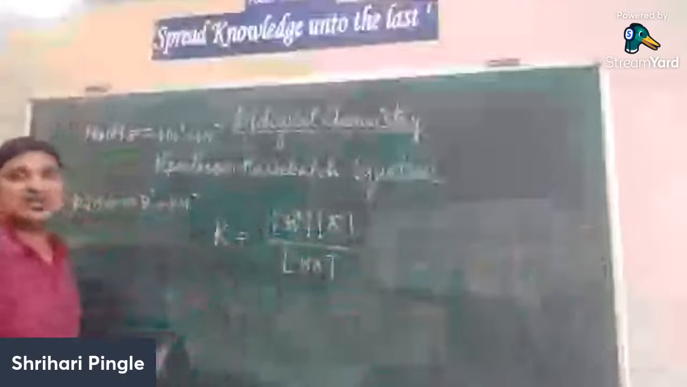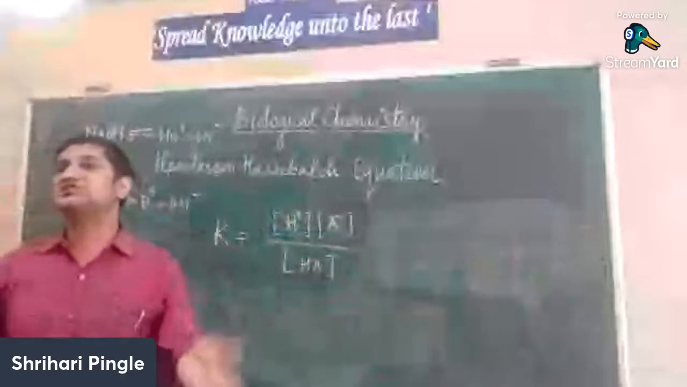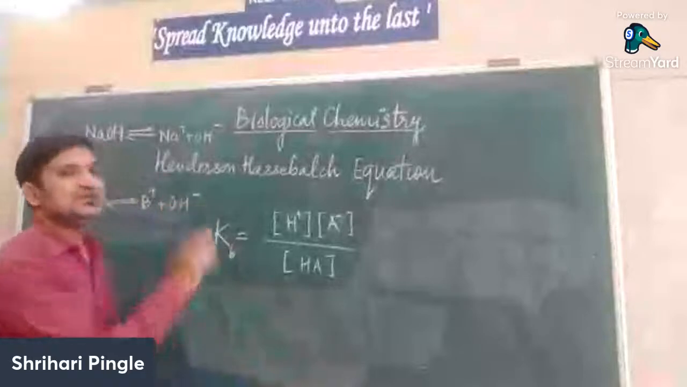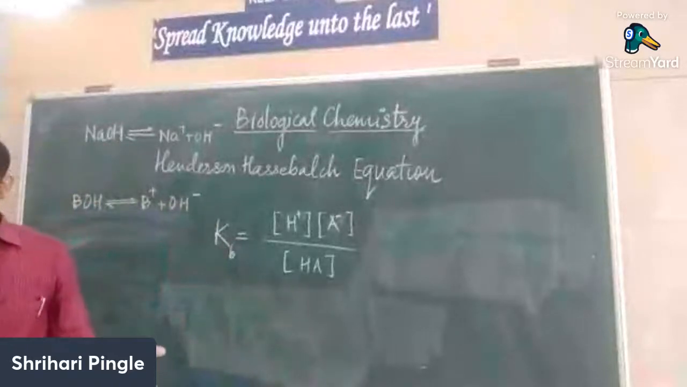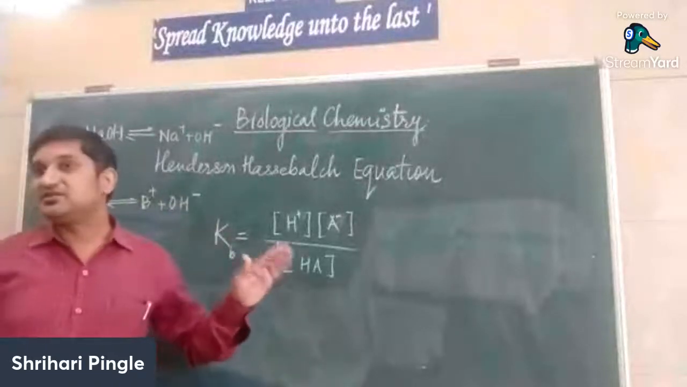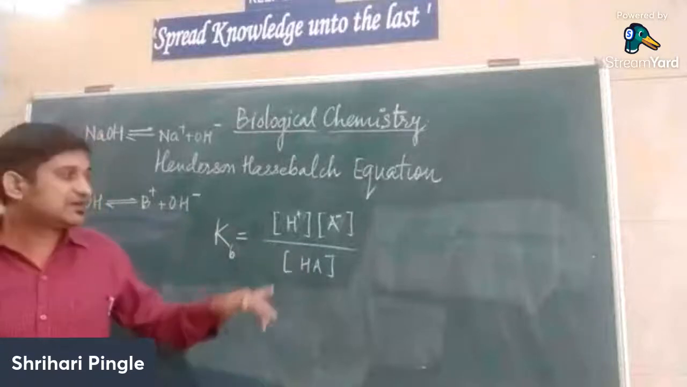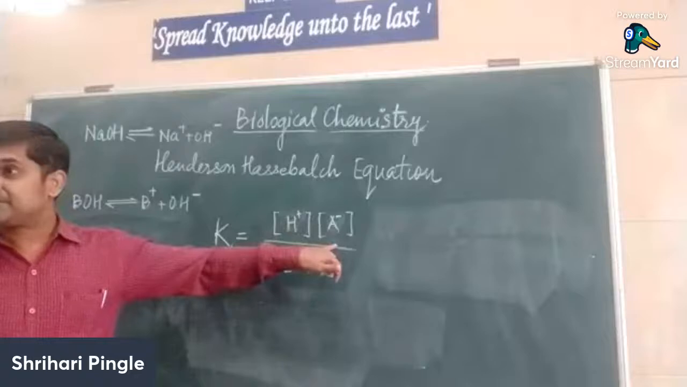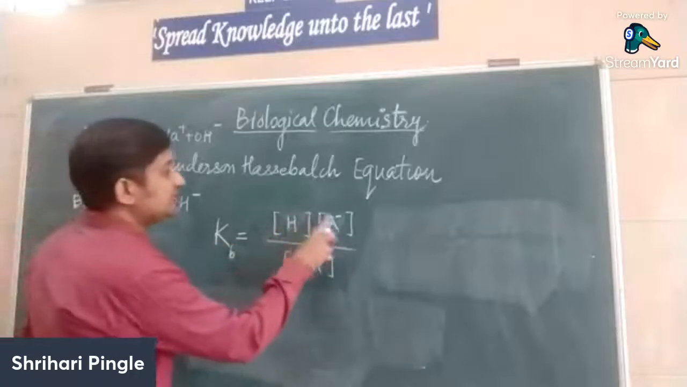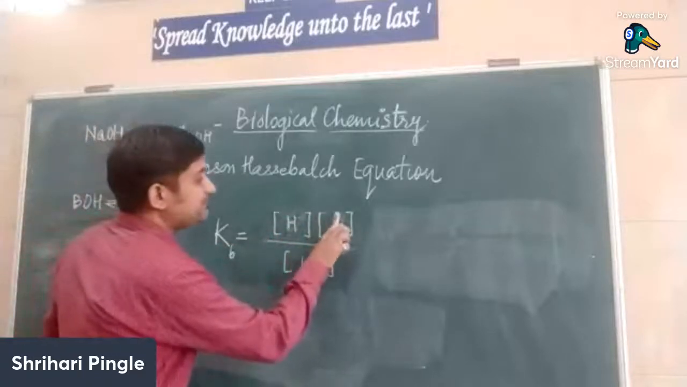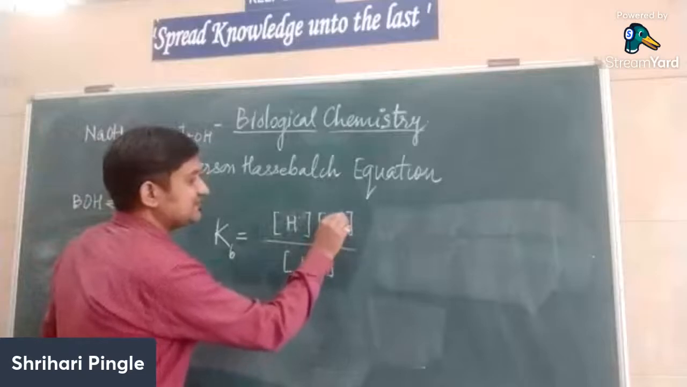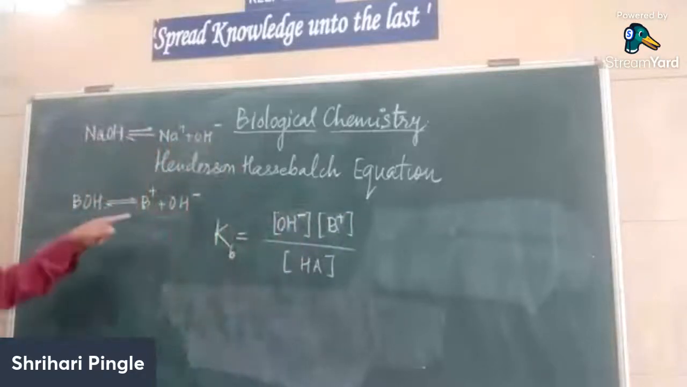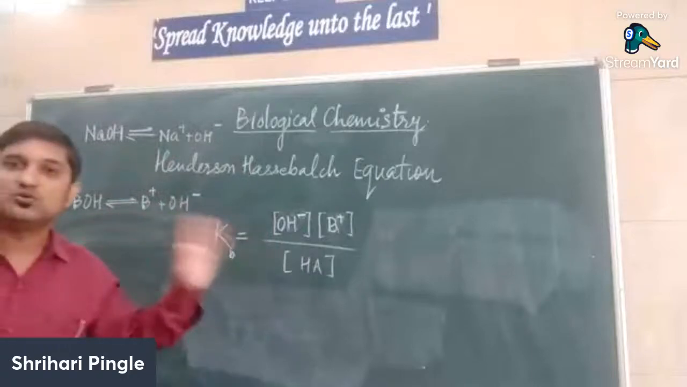So this now becomes the dissociation constant of the base, and we will write it as KB. Like after dissociation of the acid, you were getting H plus ion and the conjugate base, here you will get B plus and OH minus.